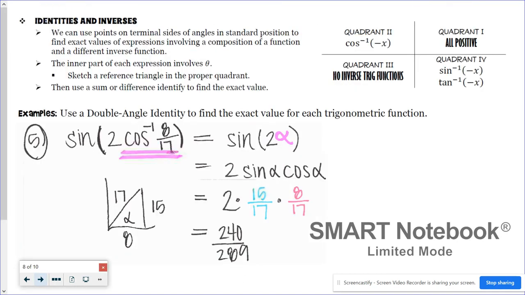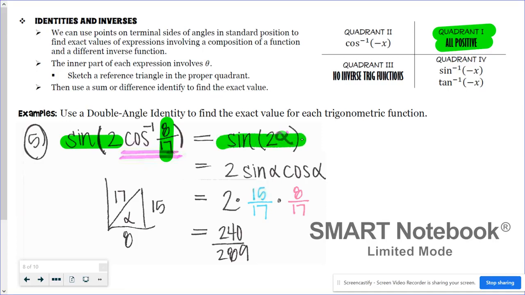So number 5 can be approached the same way. Okay, you've got sine of 2 times something, an inverse something. That inverse something, well, that's your angle. All right, so basically in number 5, I'm finding sine of a double angle, and I got to draw that angle. So here we had inverse cosine of 8/17. It was positive, and everything's positive in quadrant 1, which is why I've drawn my triangle in quadrant 1. I found the missing side using Pythagorean Theorem.